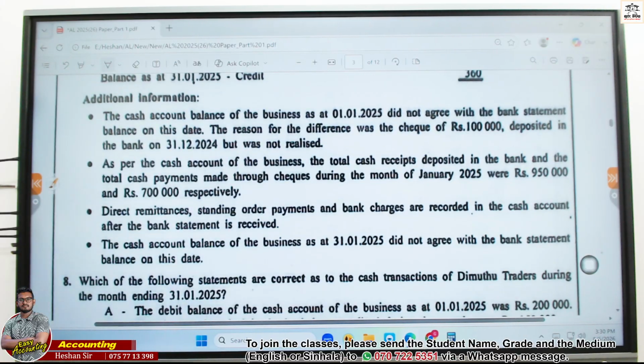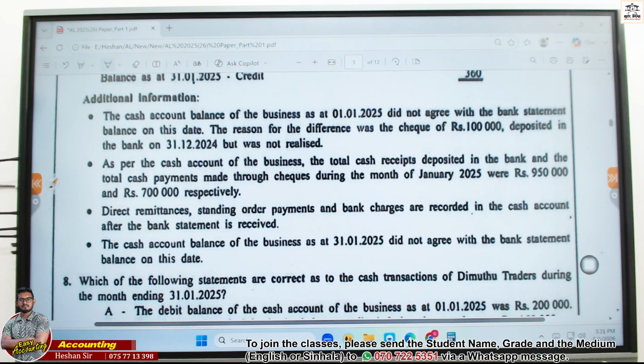Additional information is given. You can see the additional information. The cash account balance of the business as at 31st of January 2025 did not agree with the bank statement balance on this date. The reason for the difference was check of 100,000 deposited in the bank 31st of December 2024, but was not realized.